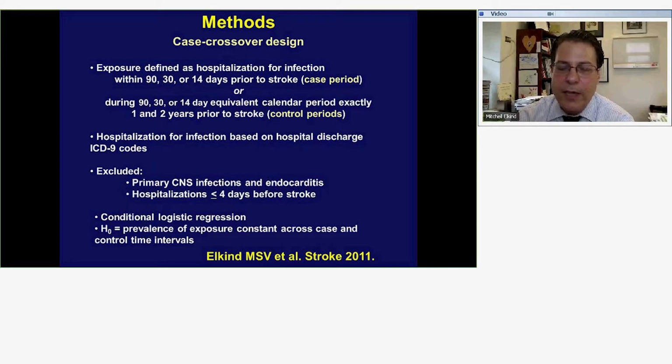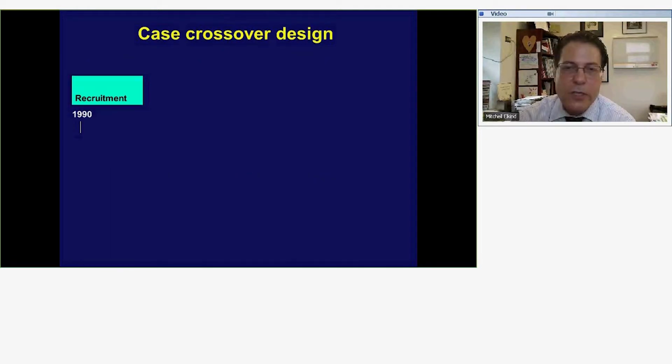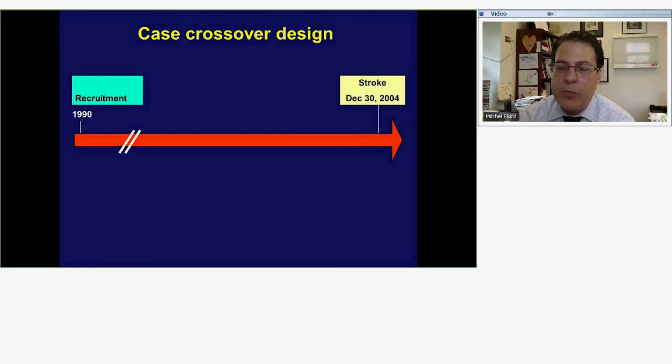So in this kind of analysis, what you look at, rather than doing a case control across people, you're doing a case period of time versus control periods of time, and looking for the relationship of hospitalization for an infection in one period of time and a stroke in another period of time. So let me just show you how it works. So imagine somebody who's recruited in 1990 in this cohort and followed over time. You know, they've never had a stroke. They're followed up over time, and boom, they have a stroke December 30th, 2004.